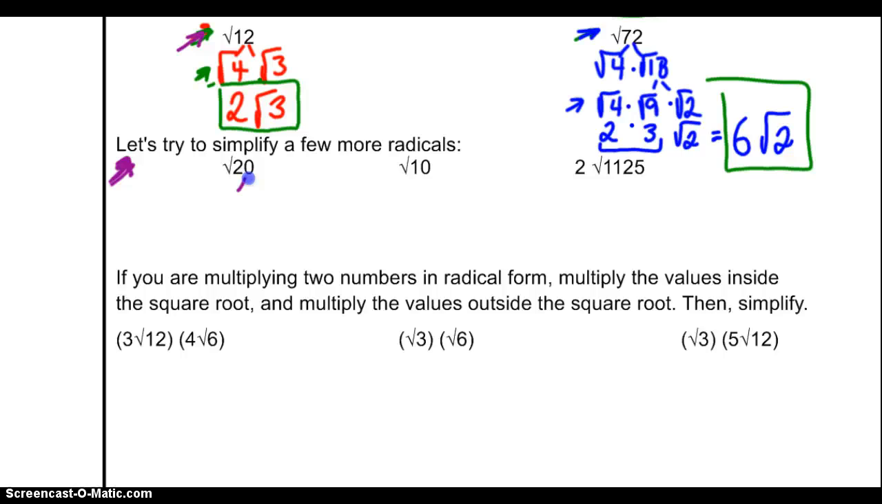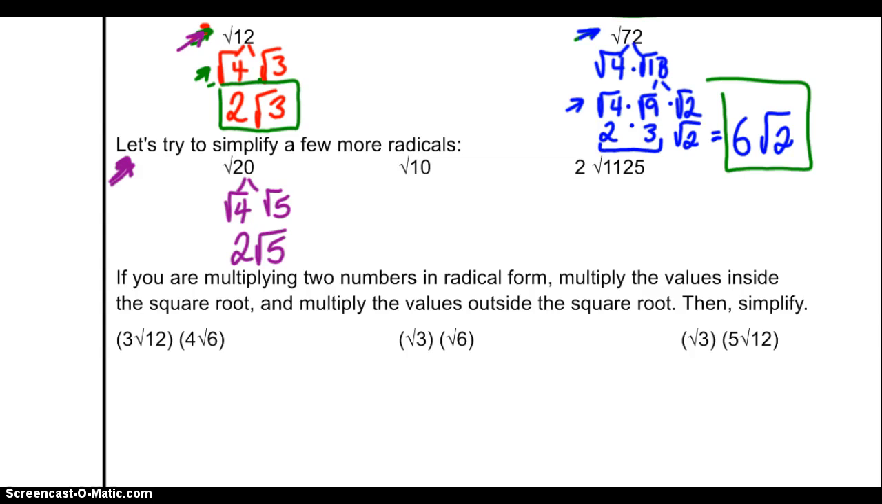Alright, let's take a look. The square root of 20, what perfect square is going into that? I know 4 does, so the square root of 4, and what's left over? 5. I know the square root of 4 is 2, and the square root of 5, I can't simplify that anymore. Leave that as the square root of 5, 2 radical 5.